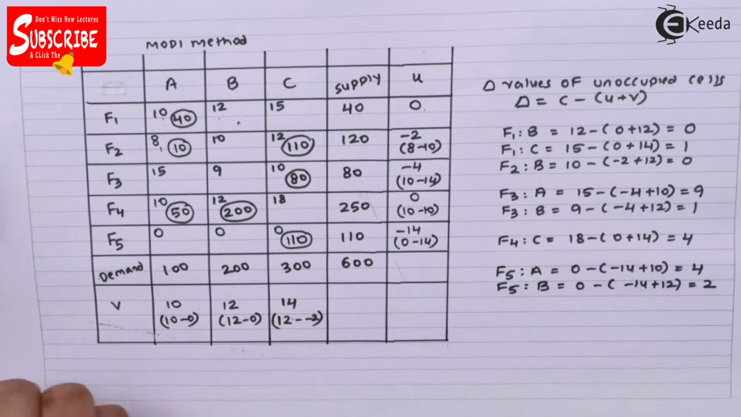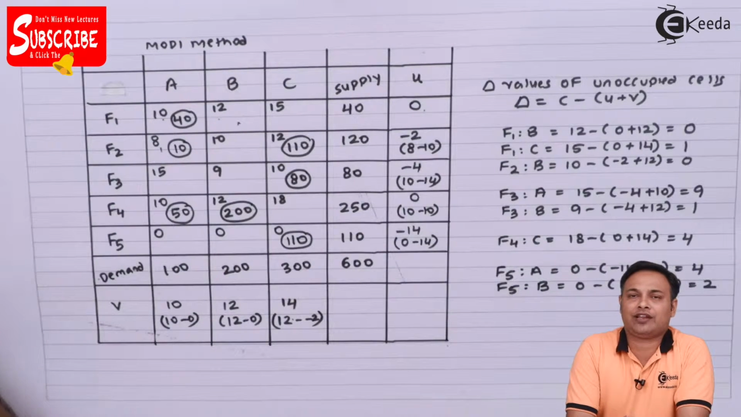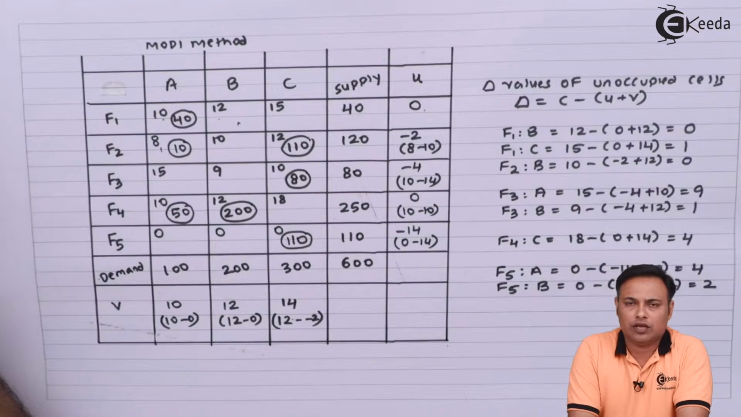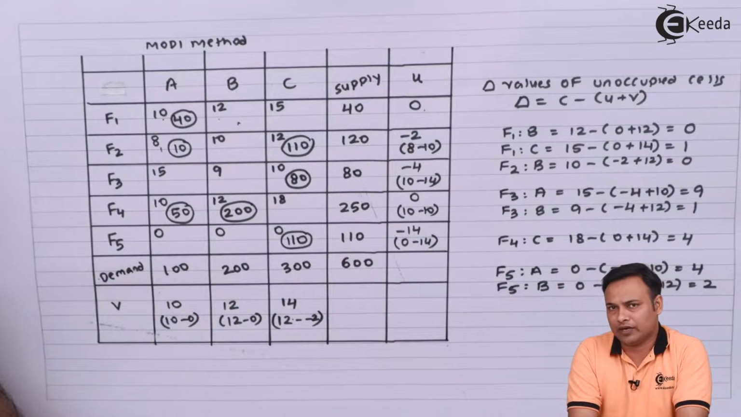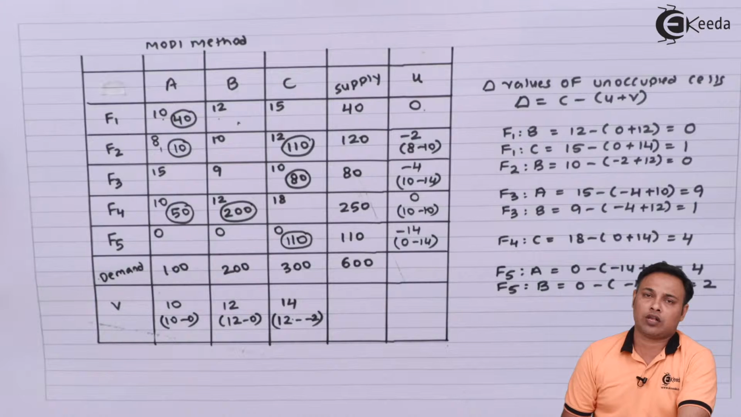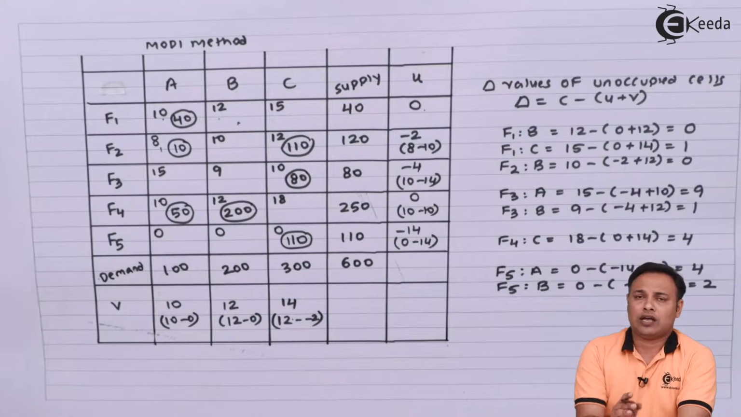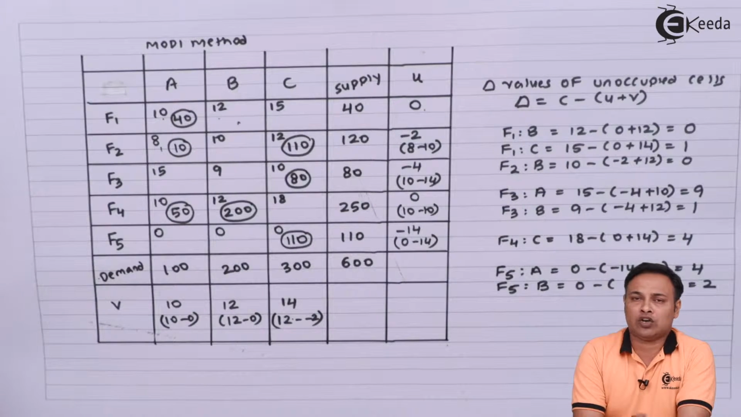Now, what is the indicator that my solution will have another alternate solution? Where will I know that my problem has more than one solution? You check the delta values. What are the delta values for unoccupied cells? If any delta value of an unoccupied cell is 0, then we can conclude that that particular problem can have another solution which will give the same answer.